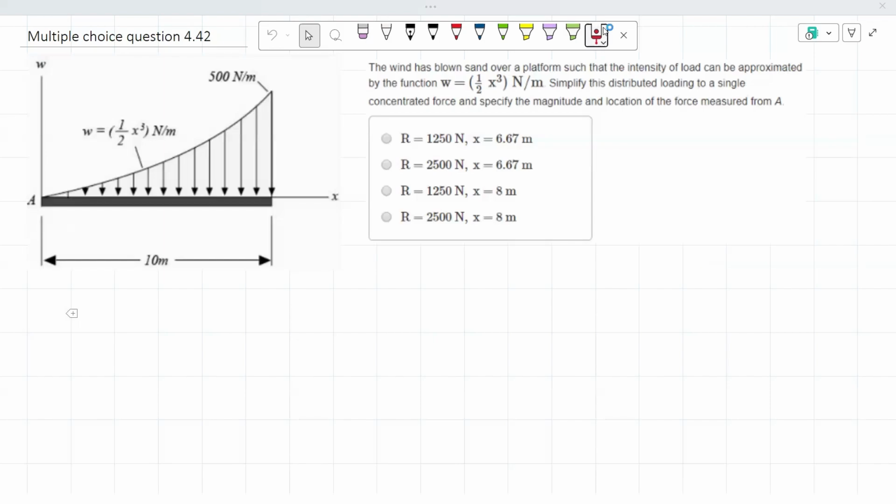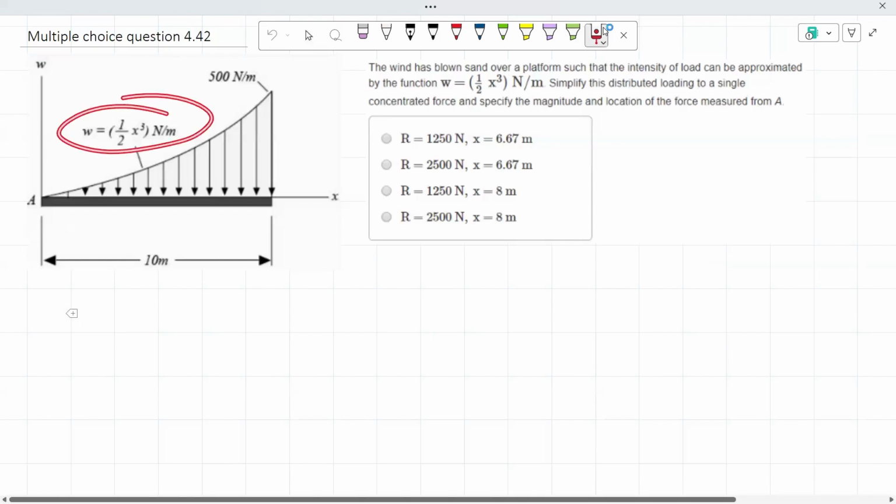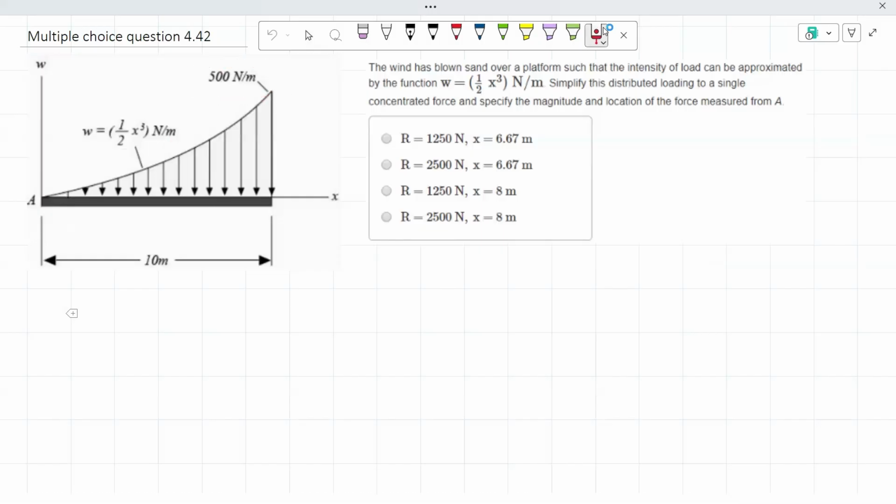So here we have our function. We also know the ultimate weight, and it's asking us to find a single concentrated force and to say exactly where it's located. So the first thing we're going to do is find that specific concentrated force, the resultant force in a way.